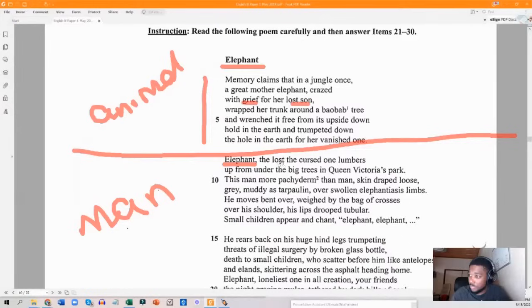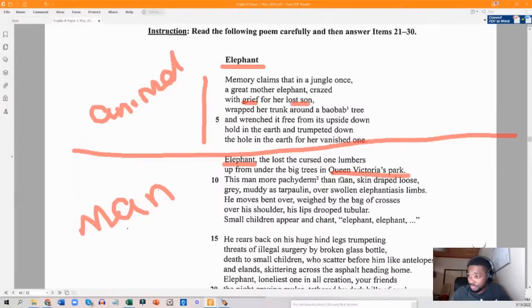This elephant is also lost. Just as this mother lost her son, this person here, whose nickname is Elephant, is lost and is cursed. He lumbers up from under the big trees. So the poet is trying to confuse us, maybe, or trying to extend the metaphor of jungle and elephant and tree. But here's a big hint that this man is not in a jungle. The trees are in Victoria Park. This is a park, not a jungle.